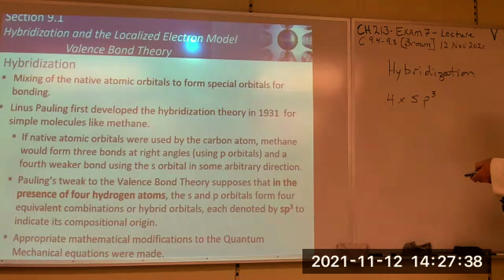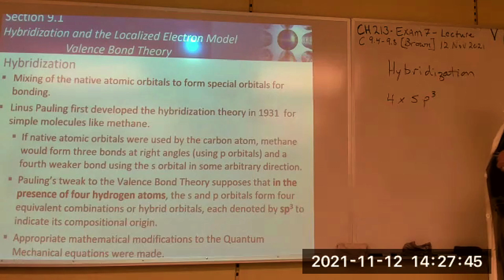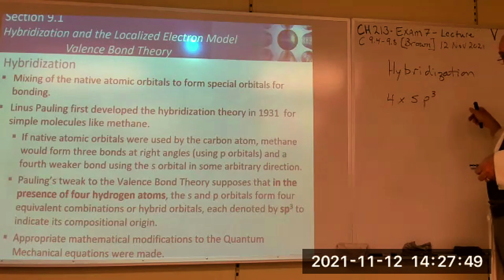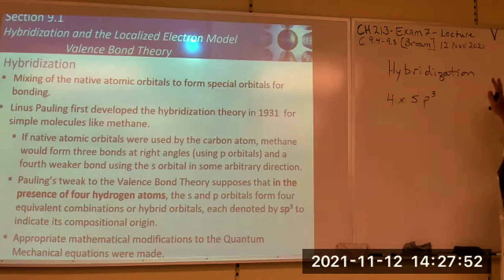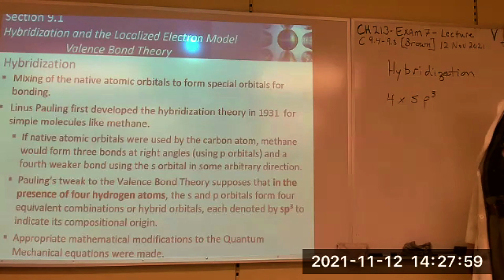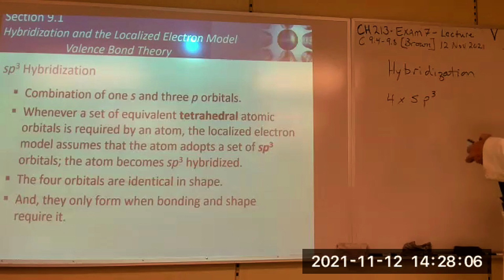And in the process, modifications to the quantum mechanics of the orbitals had to be introduced, because quantum mechanics says that you have to have an s and three p's separate. So they had to modify the wave equations originally proposed by Schrodinger. So sp3 hybridization gives you a tetrahedral arrangement.